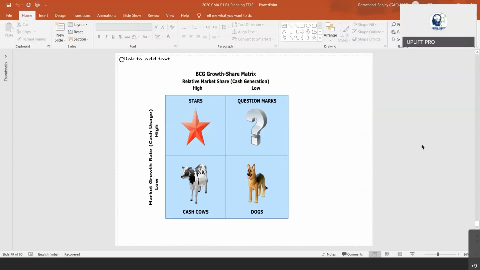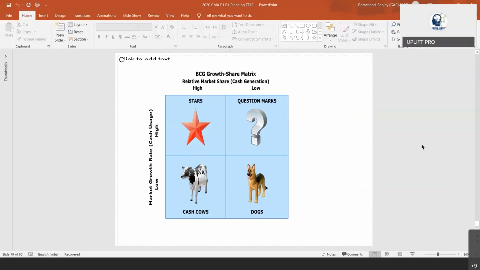So either you will discontinue the product, or you will try to revive the product by making some new additions to the product so that the interest in the product comes back, or you will try to sell off the product to another company which wants to buy that particular product. So that is how it works. Now question mark, stars, cash cow, and then dog. So you can go from question mark to star and then to cash cow and then to dog, or you can go from question mark directly to dog.